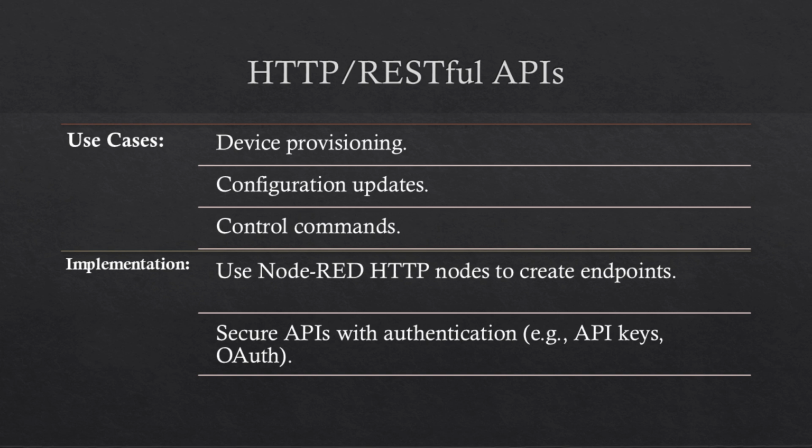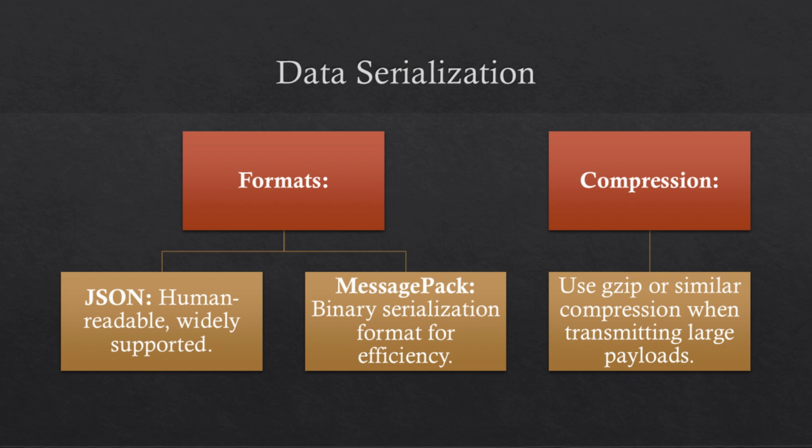Data serialization formats are crucial for efficient data transmission. JSON is our go-to format due to its human readability and widespread support. It's excellent for interoperability between different systems and platforms. For greater efficiency, especially when bandwidth is limited, we use MessagePack, a binary serialization format that is more compact than JSON. To further optimize data transmission, we apply compression techniques like gzip when sending large payloads. This reduces the amount of data that needs to be transmitted, saving bandwidth and speeding up communication.